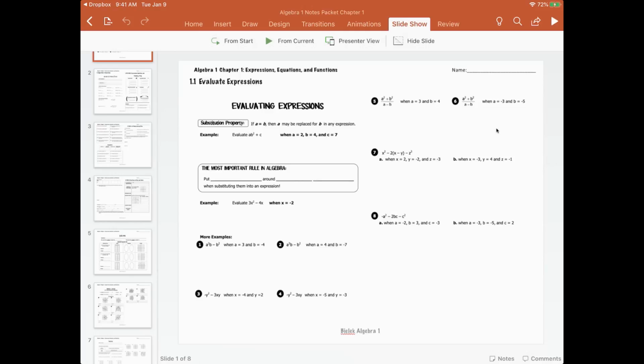Hello and welcome to the first Algebra 1 lesson of the semester. We're going to start out with Chapter 1, which is expressions, equations, and functions.